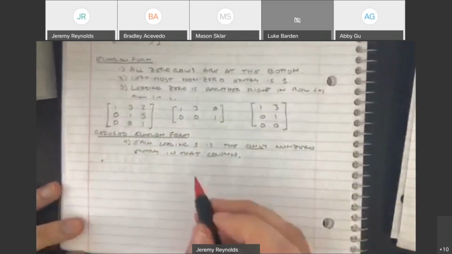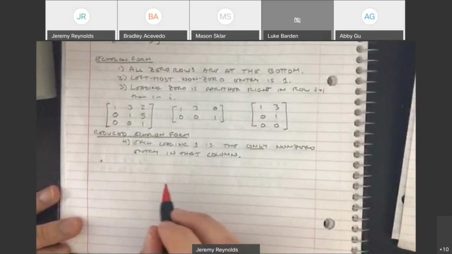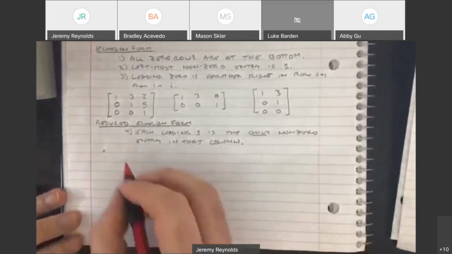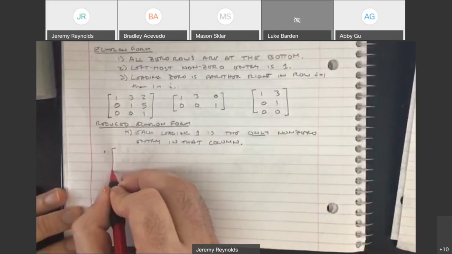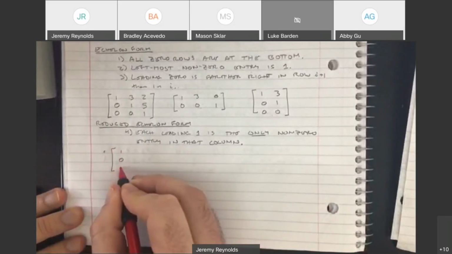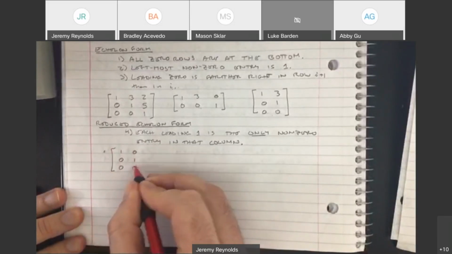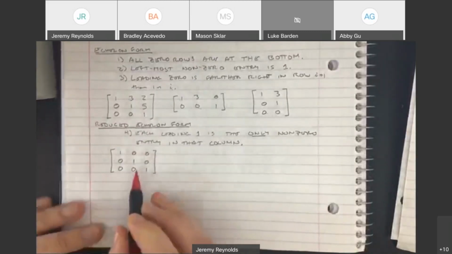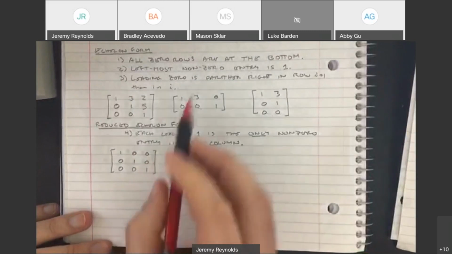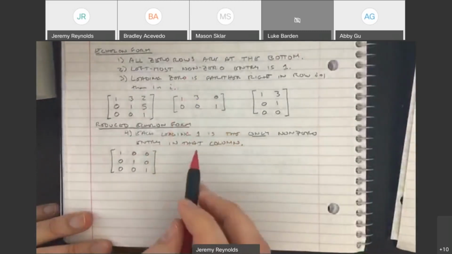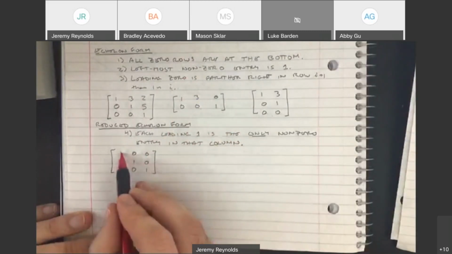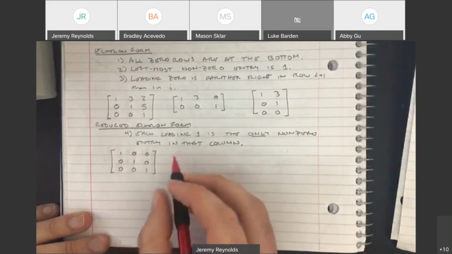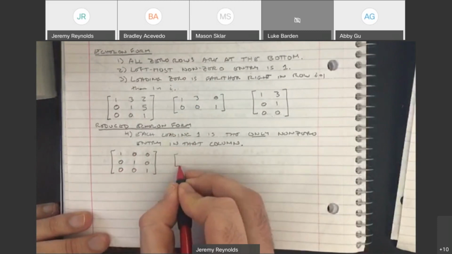In the book, one of the homework problems is to say whether a matrix is in reduced echelon form or not. So I'm going to show a few that are in reduced echelon form. If we have a 3 by 3 matrix, we can see that this is in reduced echelon form. It follows the first 3 rules, and then the leading 1 is the only non-zero entry in each of these columns. Another example.